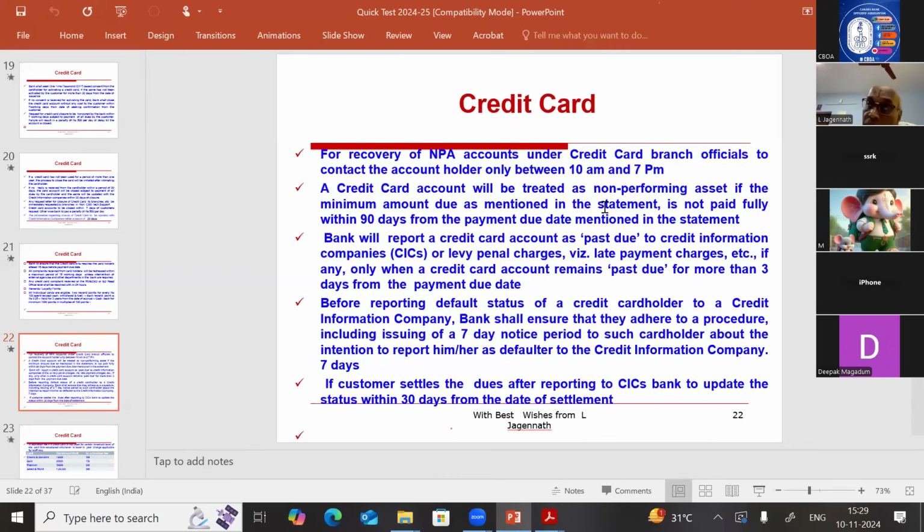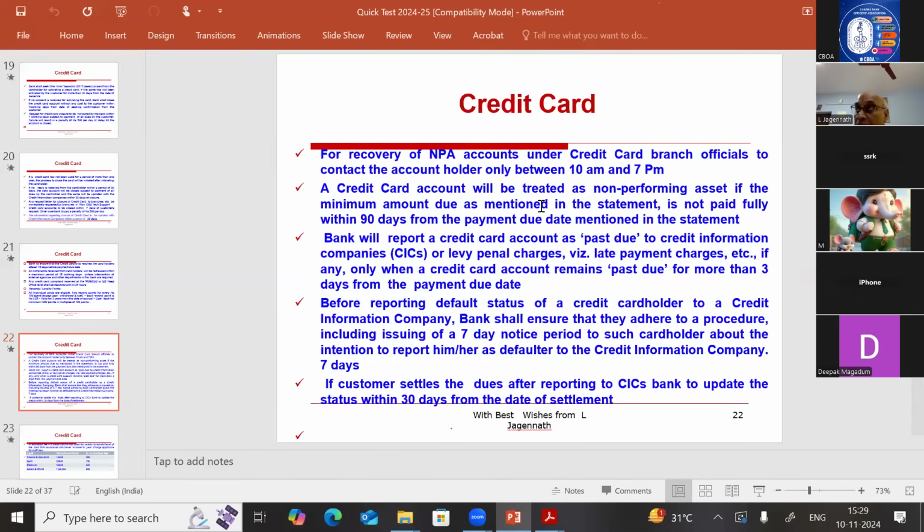But then banks have to report the credit card as NPA to the credit information companies when they have to inform. The bank will report a credit card account as past due to credit information companies or levy penal charges, late payment charges, etc., if any, only when a credit card account remains past due for more than 3 days from the payment due date.